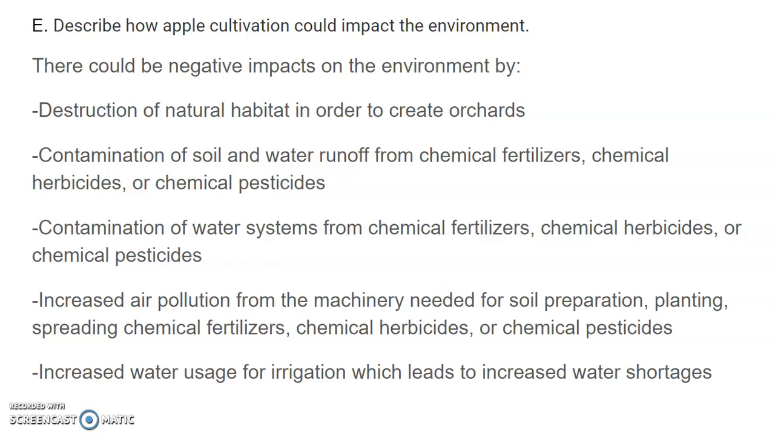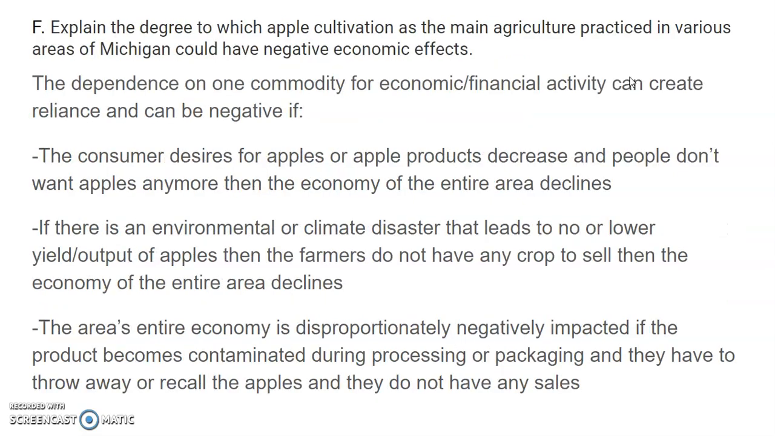Or they are during harvesting as well, the machinery used during harvesting. Or there could be negative impacts on the environment by increased water usage for irrigation, which leads to increased water shortages. Any of those, but they need to have that it is a negative impact and then have one of these negative impacts tied back to apple cultivation. 0 or 1 here, please. 0 or 1.